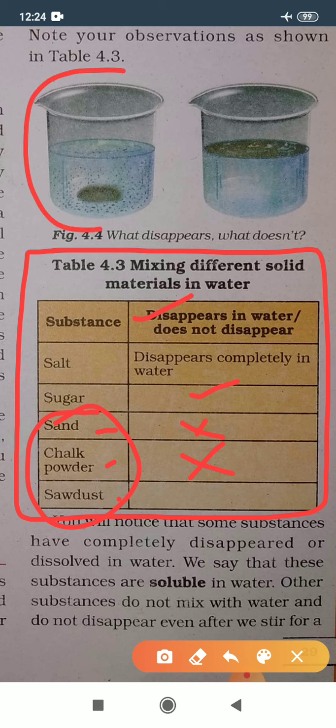You can see in this diagram, if we talk about sand, and any other material like salt and sugar, then in comparison to salt and sugar, sand will not disappear in water. The things which completely disappear in water are called soluble substances. On the other hand, the substances that do not mix with water, like sand, chalk powder, sawdust, are called insoluble substances.